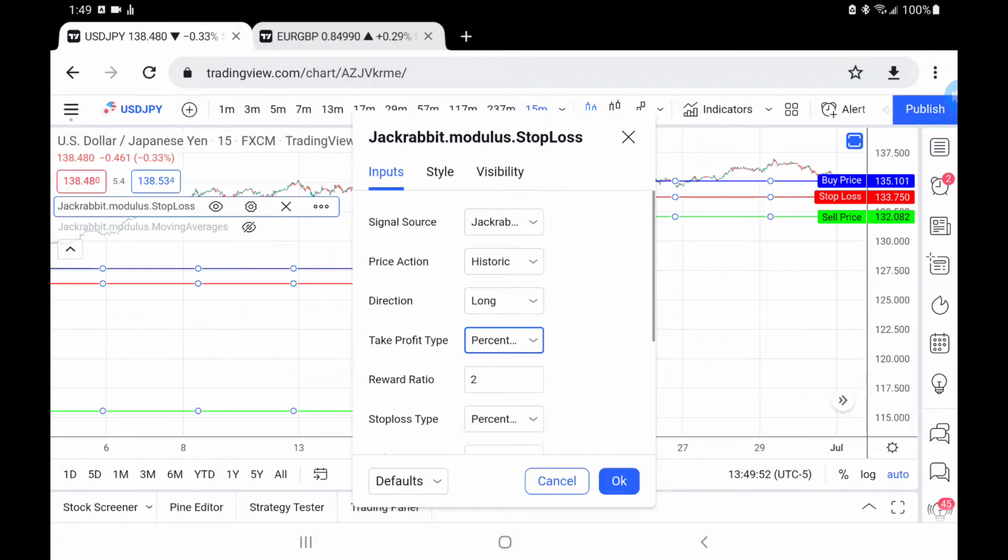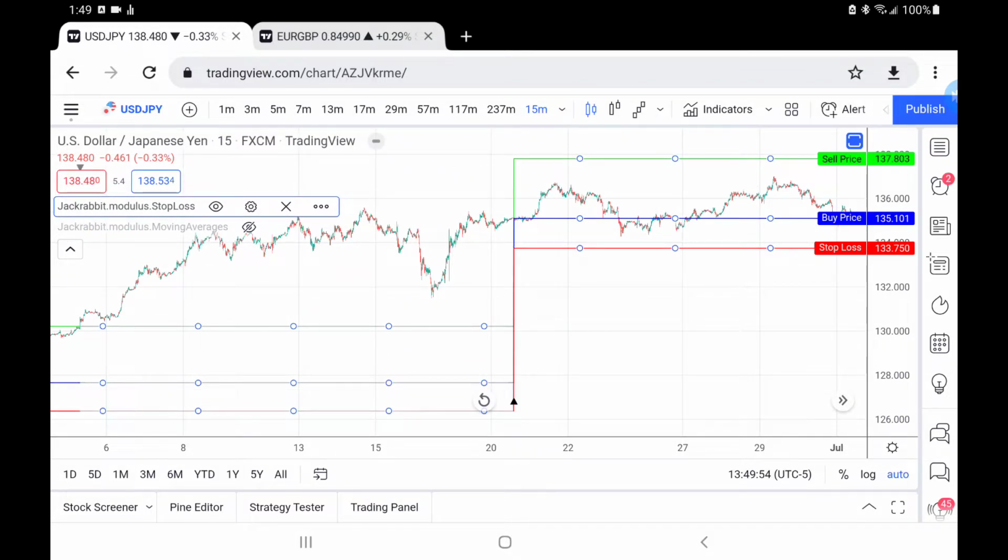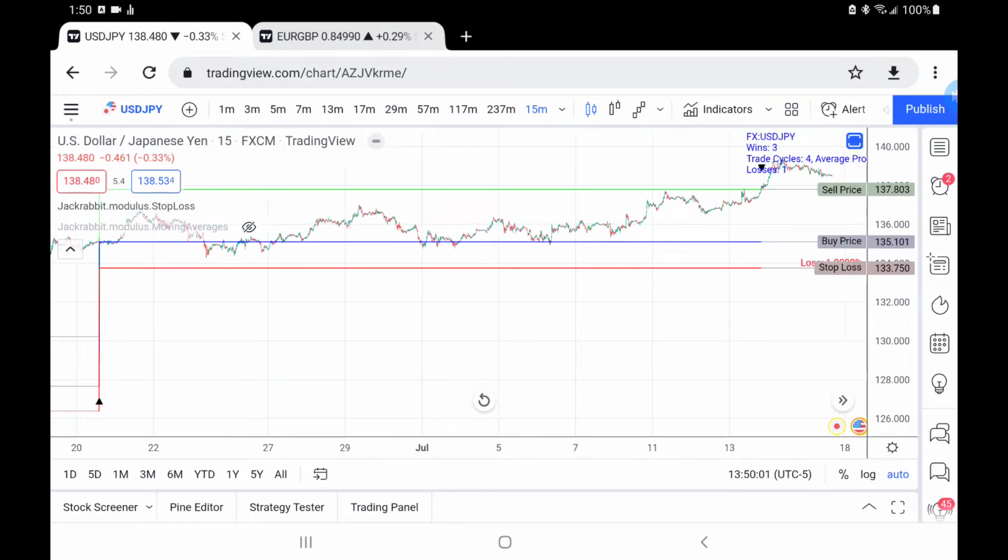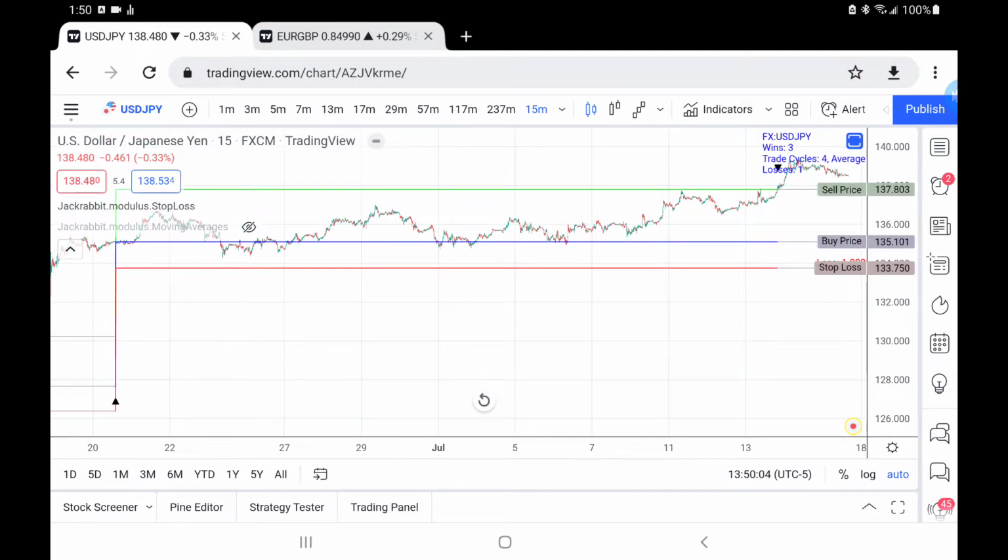Let's start with the easiest. A 2% take profit versus a 1% stop loss. The easiest above all, as you see on the screen, the green line is 2% above the price we get in, which is the blue line. The red line is 1% below the blue line, or the price we get in.